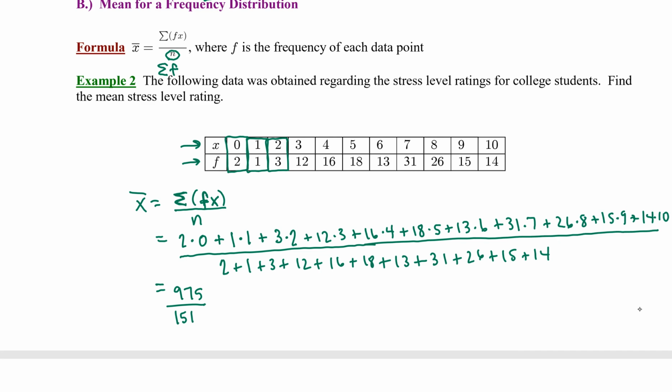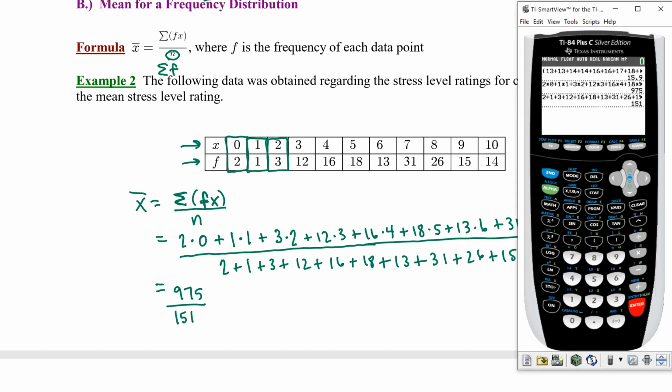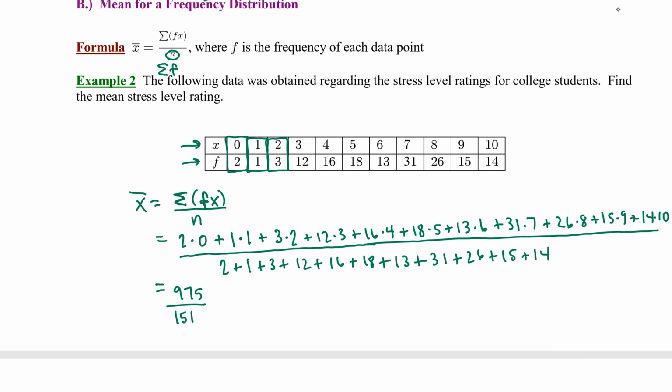151 total. So the average stress level rating is going to be 975 divided by 151, and we end up with approximately 6.5. We'll go ahead and round it to the nearest tenth. So our average stress level rating is 6.5. Notice 6.5 is towards the middle of the scale, right?